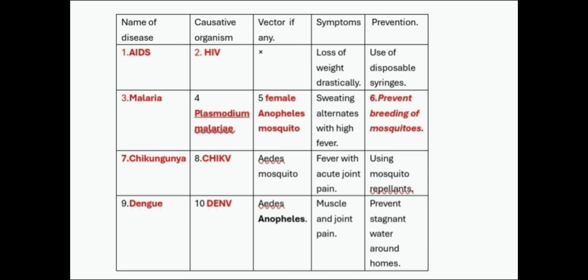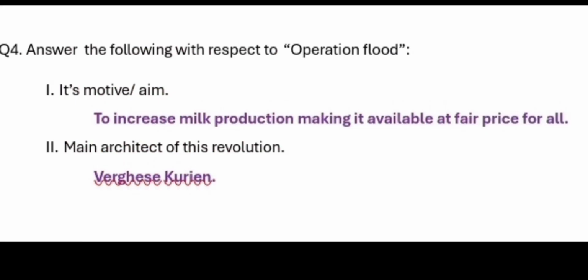Then the fifth one is female Anopheles mosquito, essential to mention female. The sixth blank is prevention. So we can prevent malaria by preventing the breeding places for mosquitoes. Then comes 7, that is chikungunya, and the 8th one is the causative organism of it. Number 9 is dengue and number 10 is its causative organism.